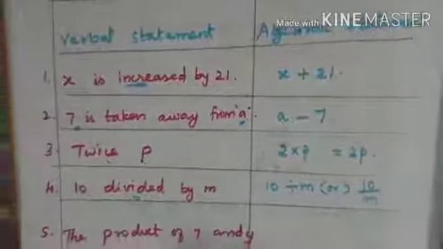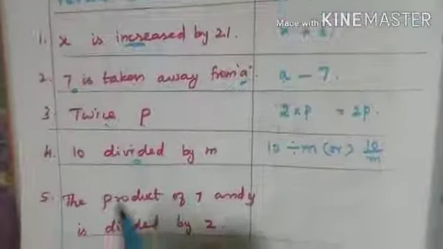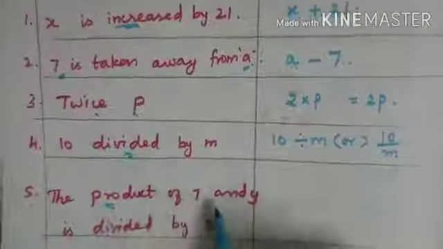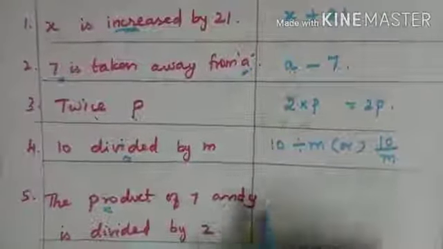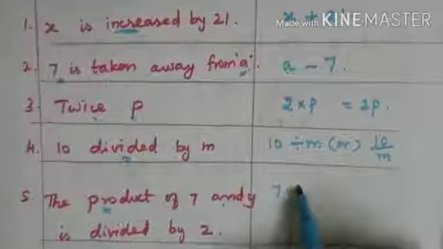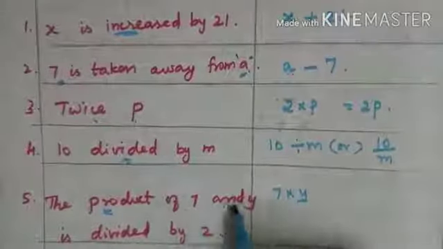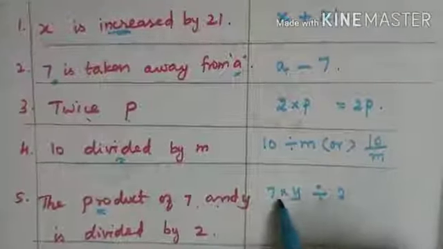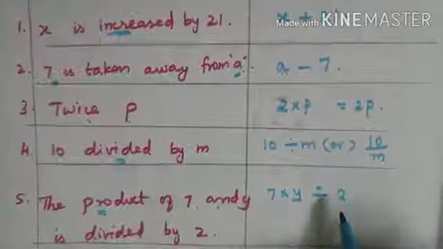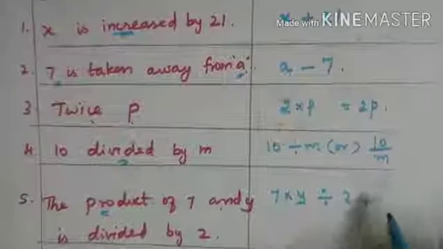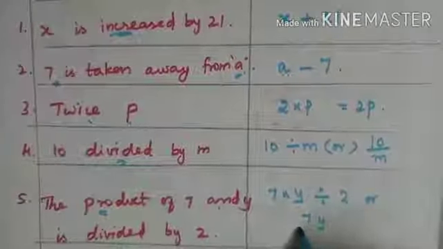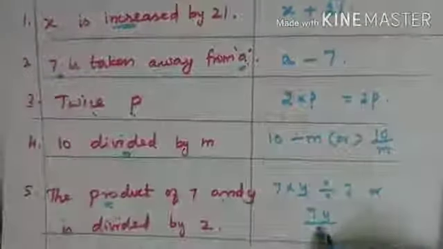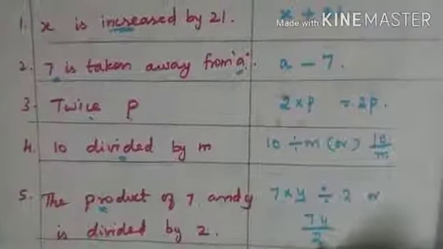Next you see the product. What do you mean by product? Yes, multiplication. The product of 7 and y, so 7 into y. First the product of 7 into y, divided by 2. 7 into y divided by 2, or you can write 7y by 2. So two methods you can write, but your answer must be correct.